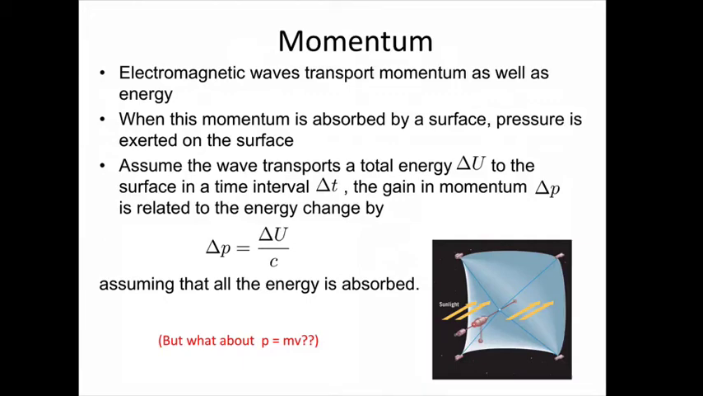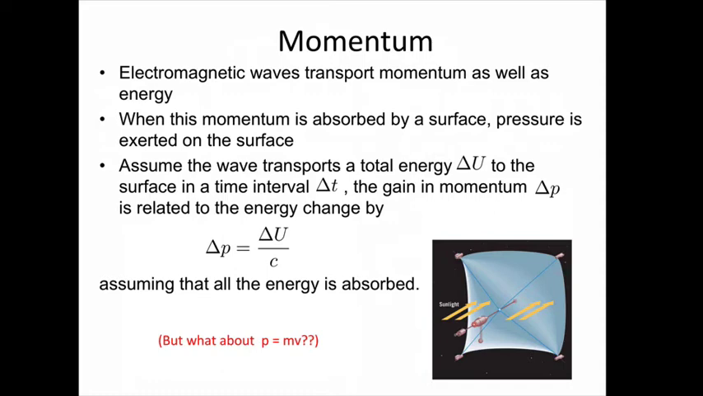Maxwell showed that electromagnetic waves have linear momentum and so can exert pressure on an object when shining on it. Of course, the pressure is very small, or else you'd feel an impact from a bright light shining on you.